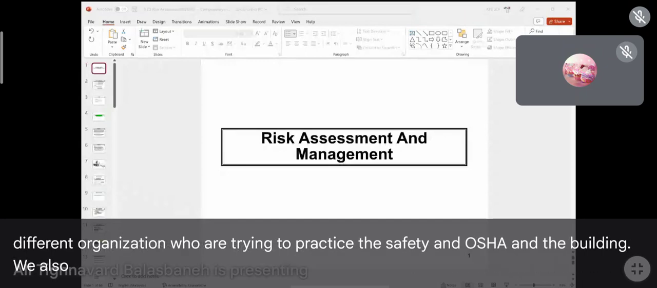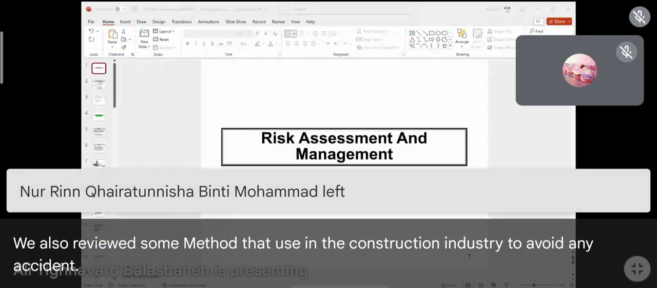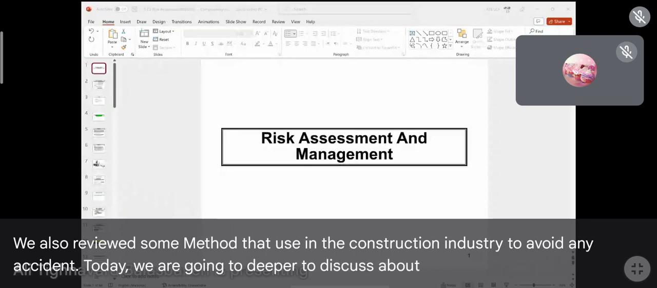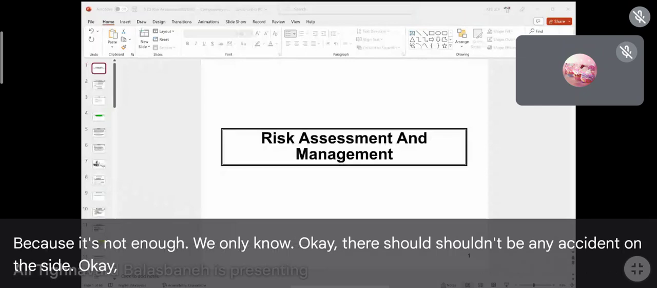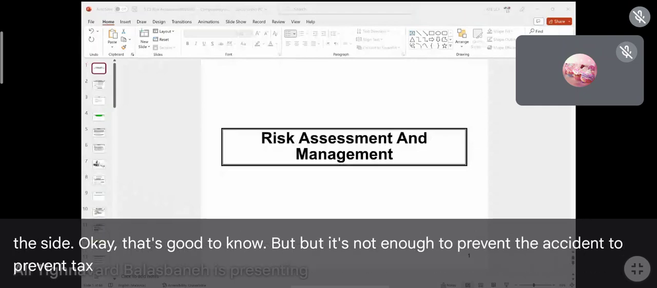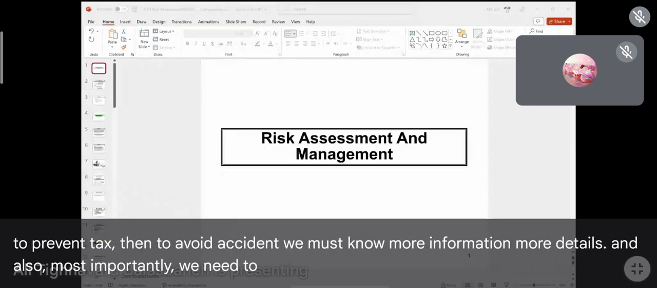We also reviewed some methods used in the construction industry to avoid any accident. Today we are going to discuss deeper what we actually have to do, because it's not enough. We only know, okay, there shouldn't be any accident on the site. That's good to know, but it's not enough to prevent the accident. To avoid accidents, we must know more information, more details, and most importantly, we need to know how to apply the remedy, the solution.